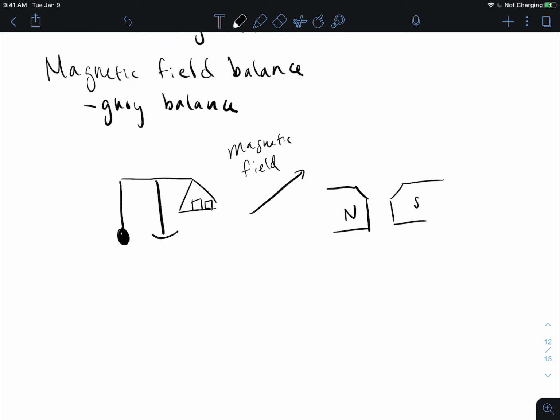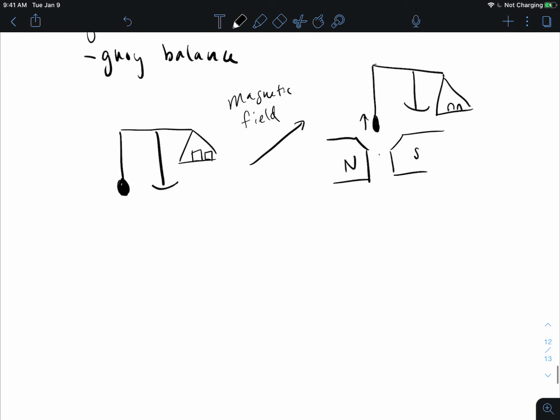So either it's going to be pushed up by the magnetic field, making it appear like it weighs less, or it is going to be pulled into the magnetic field, making it appear as though it weighs more. That's kind of the basis of a Gouy balance.